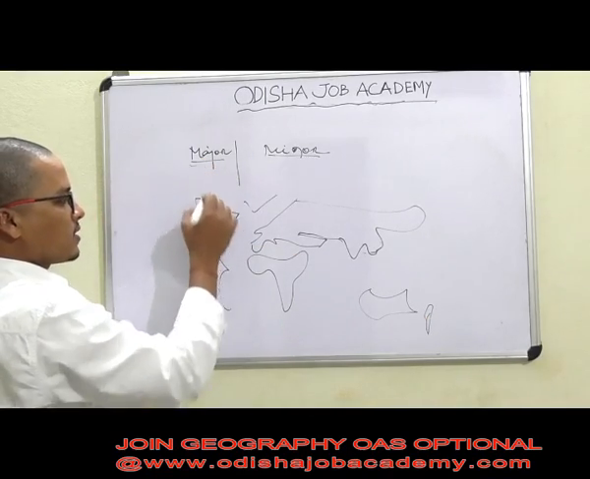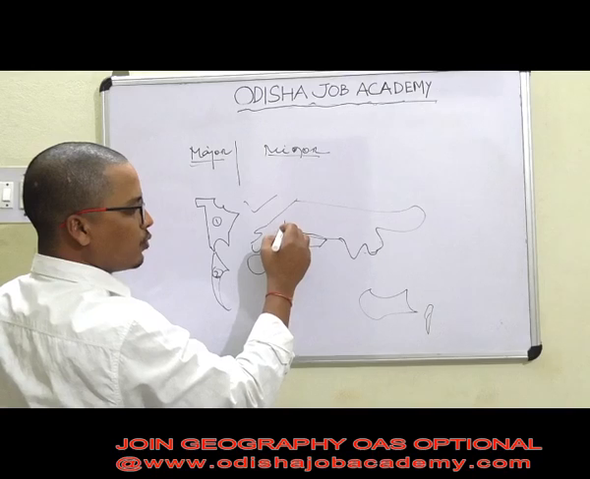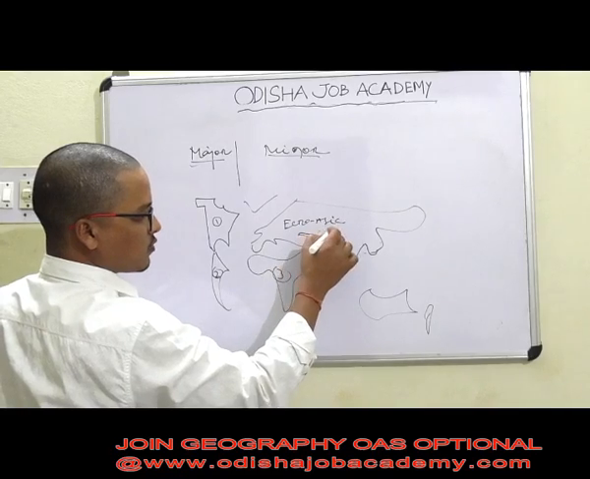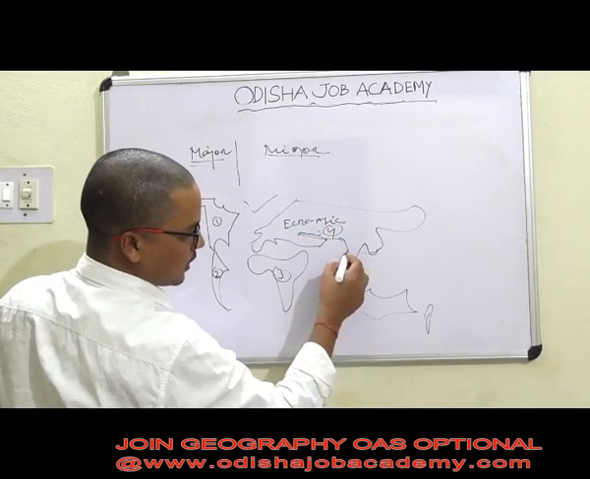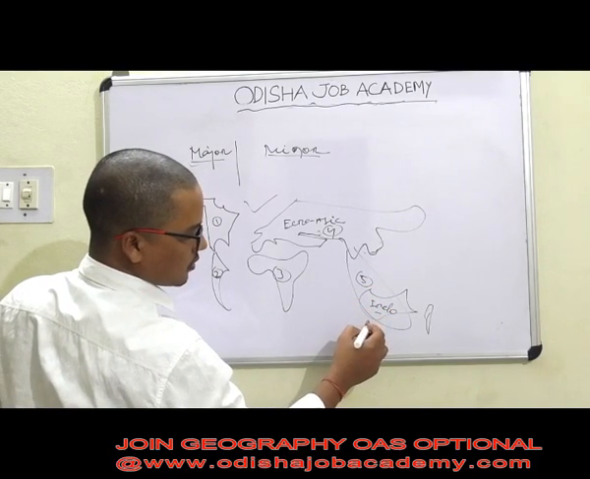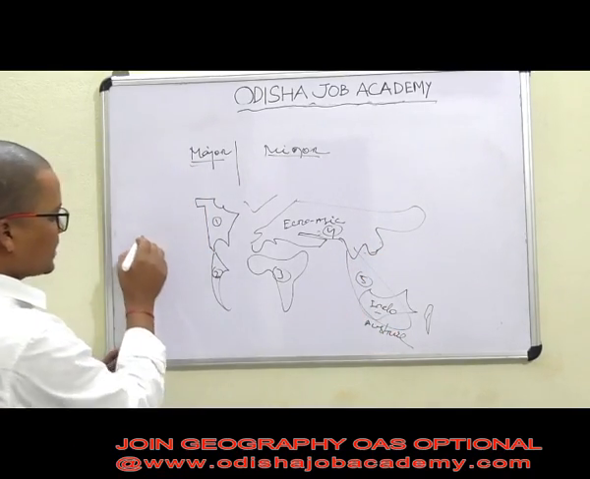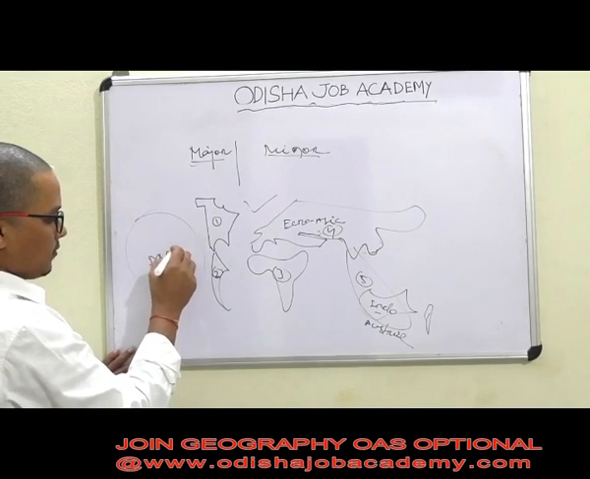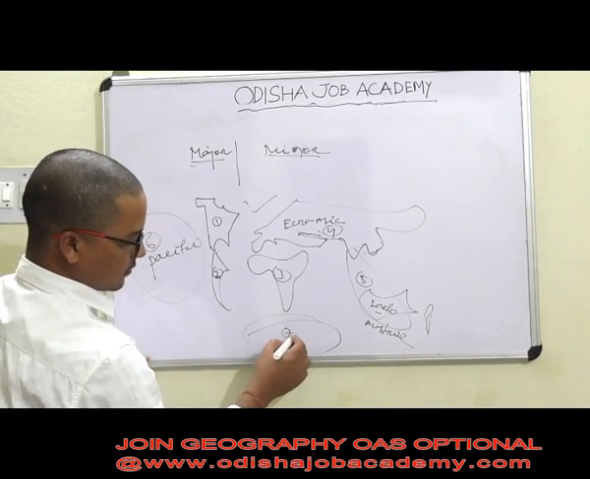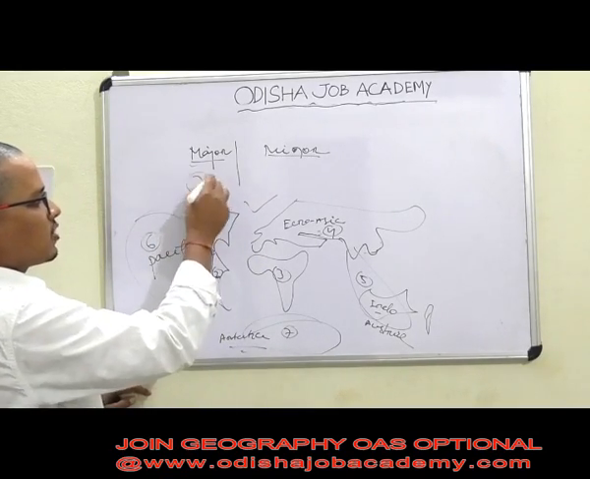Now some of the major plates: North American plate, South American plate, African plate, Eurasian plate. This is the 4th. 5th is the Indo-Australian plate. 6th is the Pacific plate. And 7th is Antarctica. These are the 7 major plates.